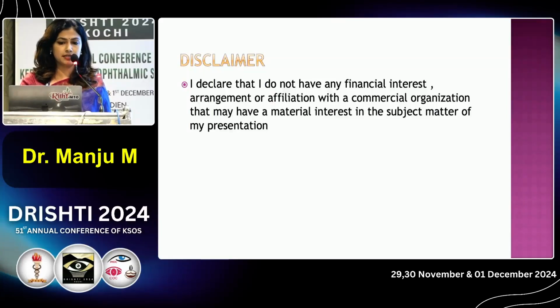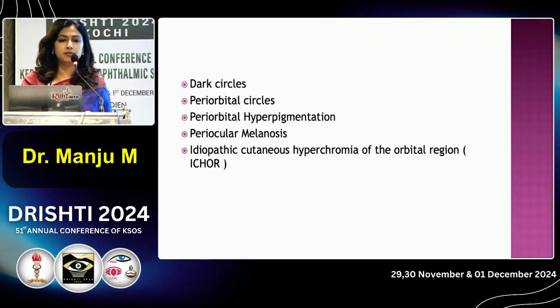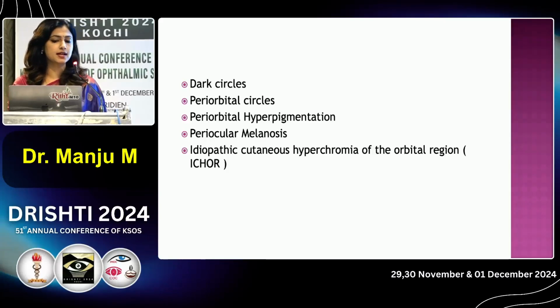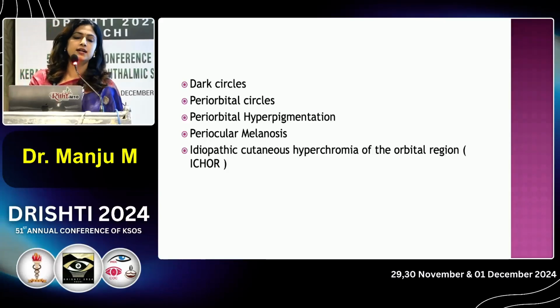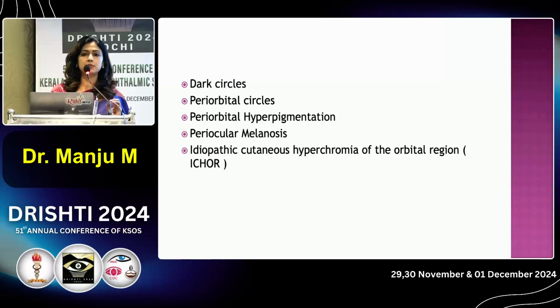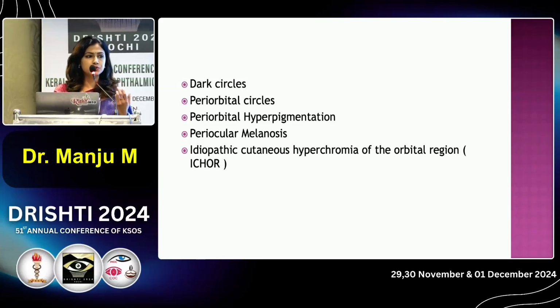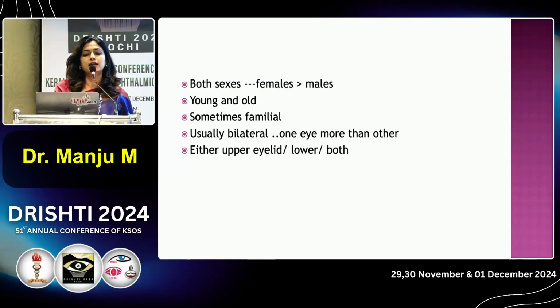So this is the disclaimer. Periorbital melanosis, also known as dark circles, periorbital hyperpigmentation, periocular melanosis, and idiopathic cutaneous hyperchromia of the orbital region. This is a very short presentation. In this presentation, I'll be mainly discussing the different types of periorbital melanosis, how to differentiate them, and what the treatment options available are. It can affect both sexes, young and old.